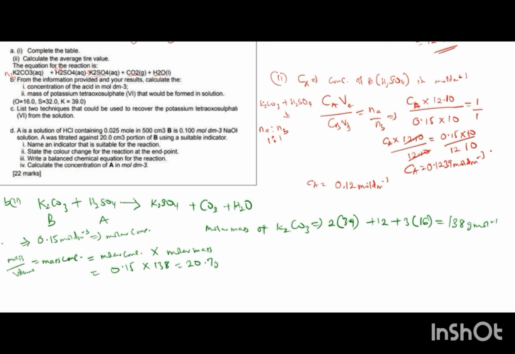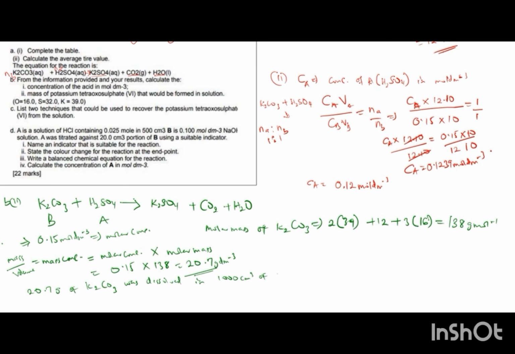So now the next one is: list 2 techniques that could be used to recover potassium sulfate from solution. This is a salt. Let me use another color so that you can know the question. Okay, let's pick blue.